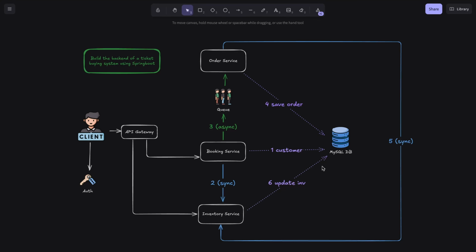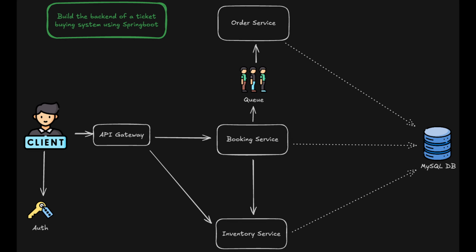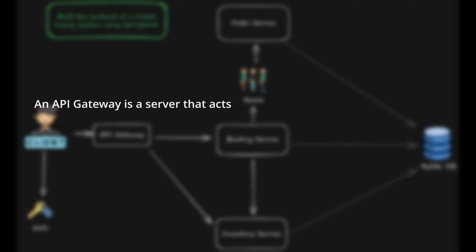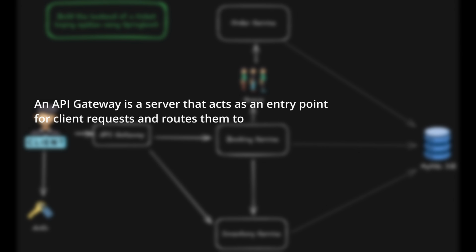So we've got our main flow, our main logic. The next thing we want to do is look at this API gateway. Let's start by looking at what an API gateway is. So in simple words, an API gateway is a server that acts as an entry point for client requests and routes them to backend services.